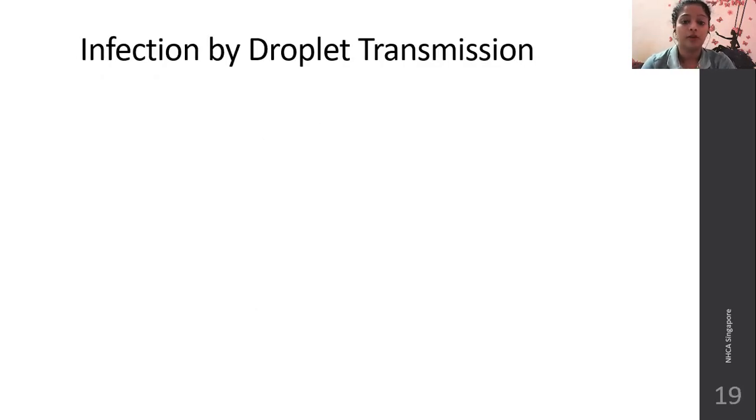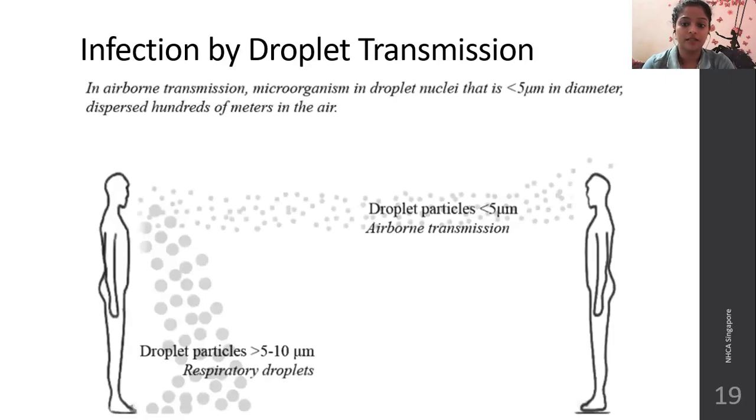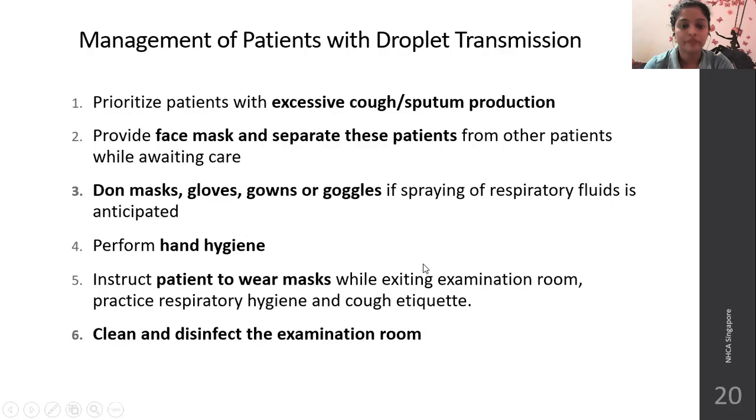Infection by droplet transmission. You can again see the same image and how different it is. The droplets are greater than 5 micrometers and up to 10 micrometers in diameter. The respiratory droplets fall very near, within 1 or 1.5 meters of the infectious patient. But if it was airborne, it would remain suspended and move along with the air currents.